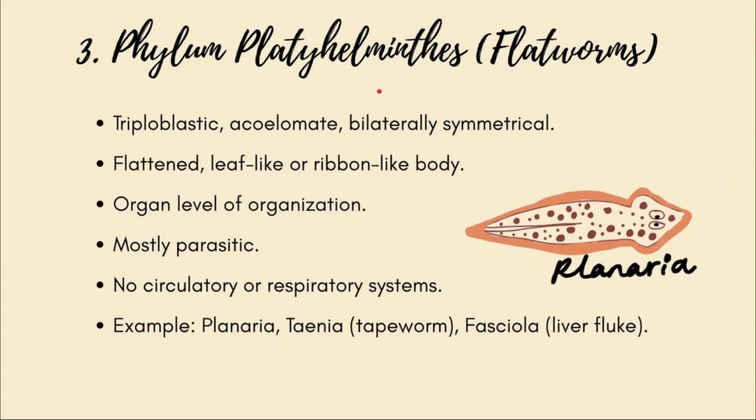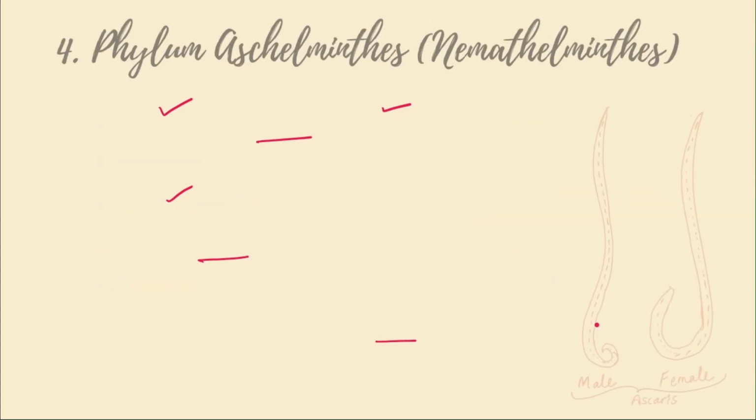Platyhelminthes are soft, flattened worms showing bilateral symmetry and organ level organization. They are first animals to have three germ layers but lack a true body cavity. Many are parasitic, living inside the bodies of other animals, like tapeworms in the human intestine.